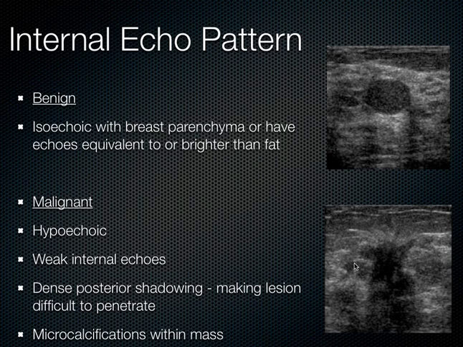It's hypoechoic with very weak internal echoes, and then there's often shadowing posteriorly. This makes the lesion harder to penetrate because of the material that these malignancies are made up of, which causes more shadowing. And sometimes there are even microcalcifications within these masses that obviously also cause more shadowing. So benign, more isoechoic; malignant, hypoechoic.